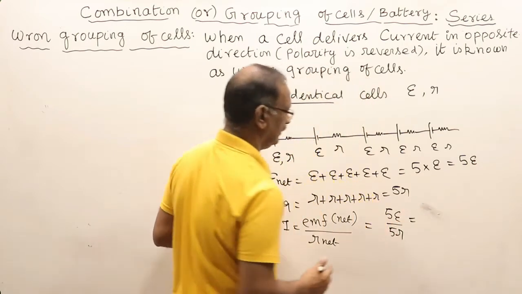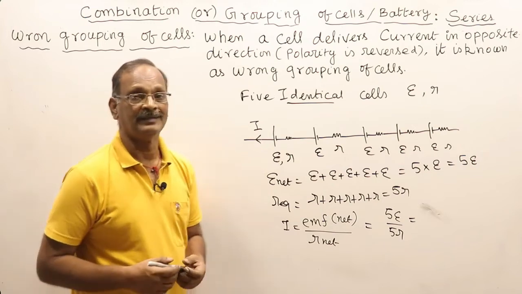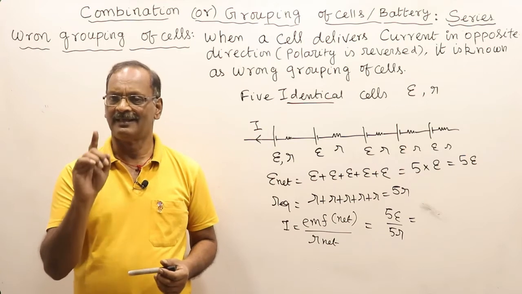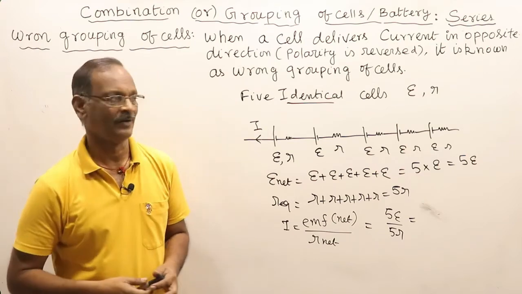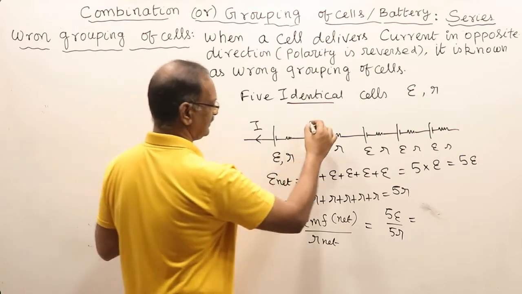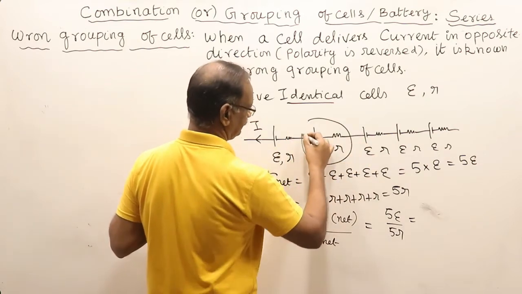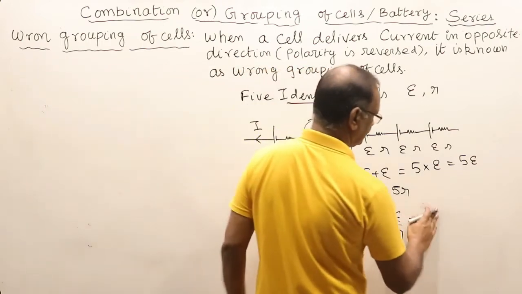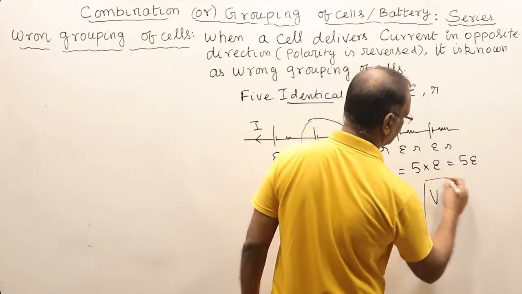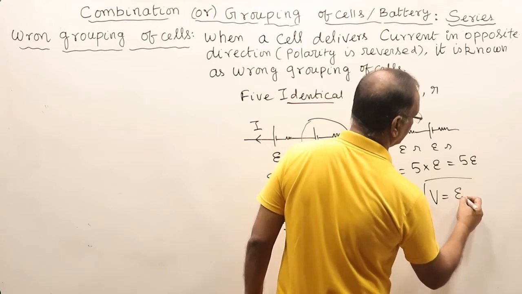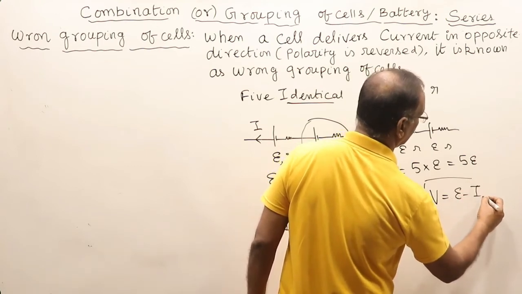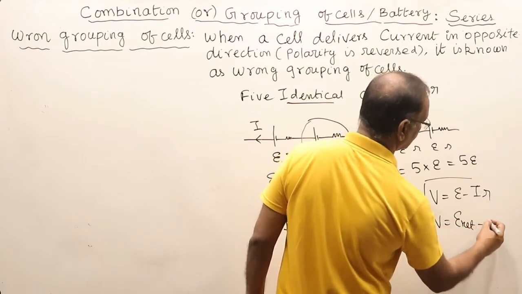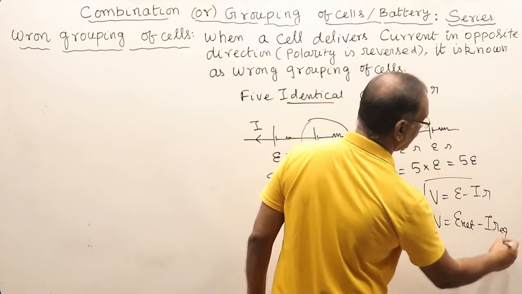Now suppose there are 5 identical cells connected in series and one cell is wrongly connected. What is the terminal potential difference? Terminal potential for the cell is equal to EMF minus I into internal resistance, so here it is E net minus I into R equivalent.